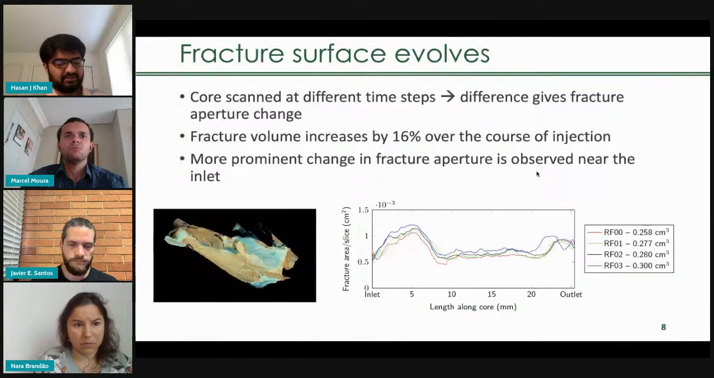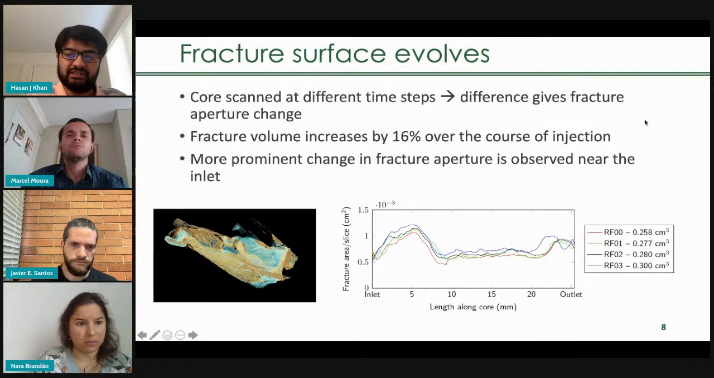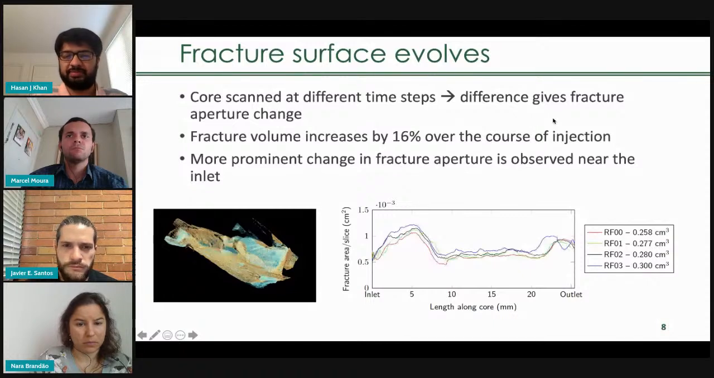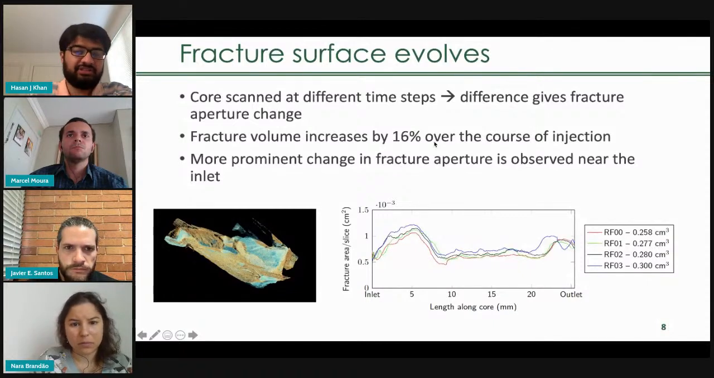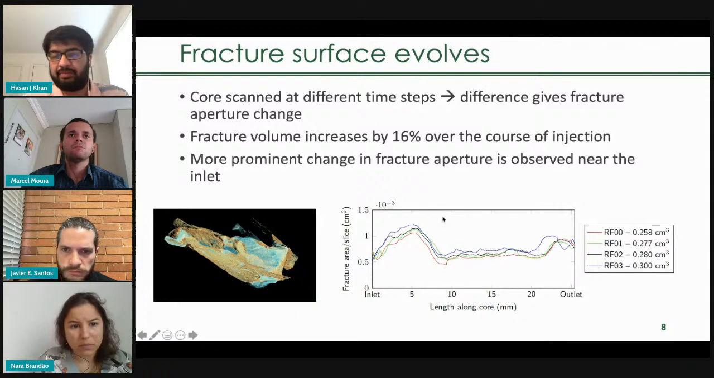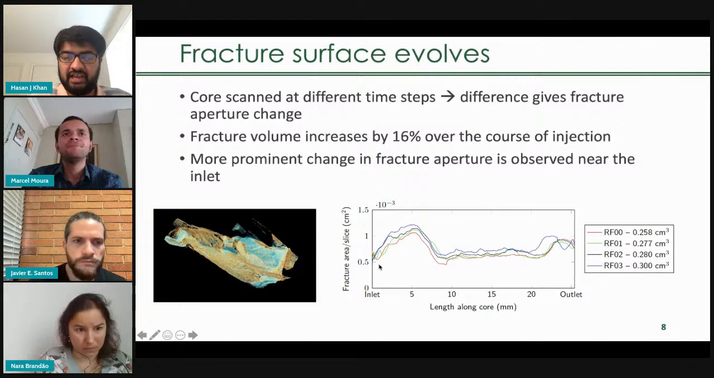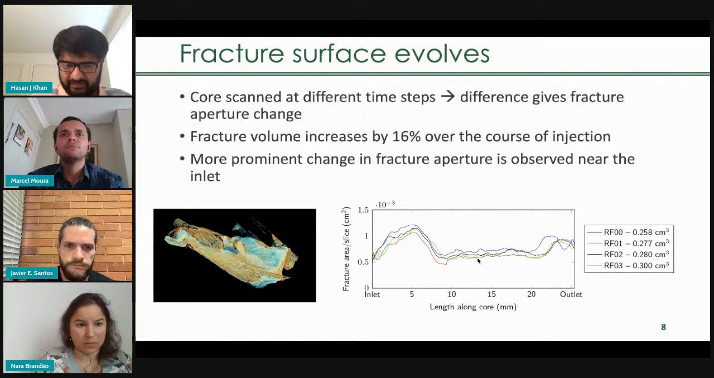Combining the results, first the images are aligned, then the fracture maps are generated, and the differences between the fracture maps give us the change in the fracture aperture as well as the fracture volume. So over the course of our experiment, we see that there has been a 16% change in the total fracture volume, with most of the change happening near the inlet. Again, this is a little bit expected because at the inlet, the reactive fluid or the acidic fluid has the highest efficacy, and as it progresses inside the rock, it neutralizes and loses its efficacy.